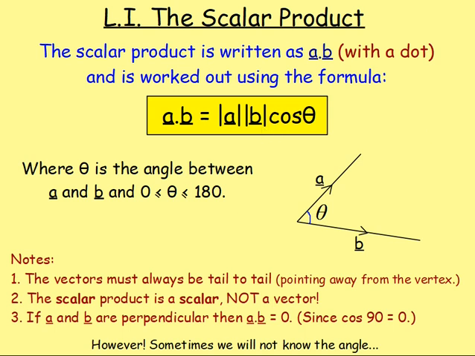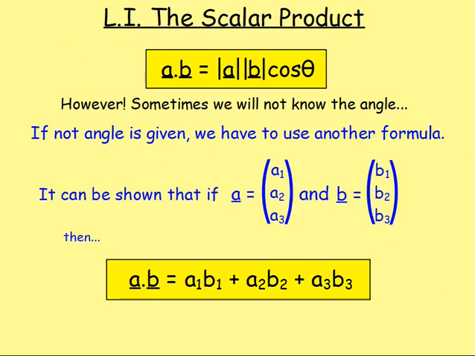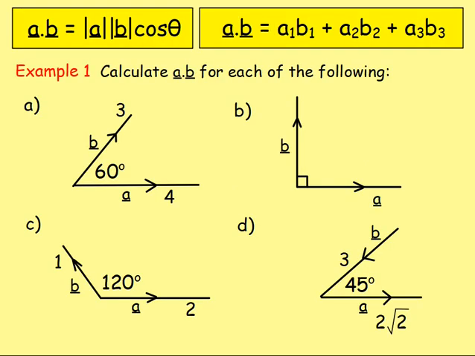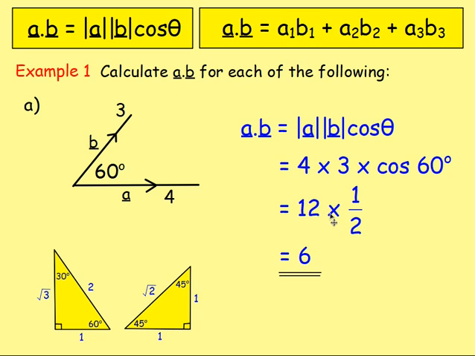Sometimes though the angle is not given, you may just have the components for the vector, so you use another formula, and this other formula is one that you would use. It's also the scalar product, and that is A dot B equals, you'd multiply the x's together, multiply the y's together, multiply the z's together, and add them together. We tried some examples with that. So here it was calculate A dot B for each of these following diagrams. So we went through them one at a time.